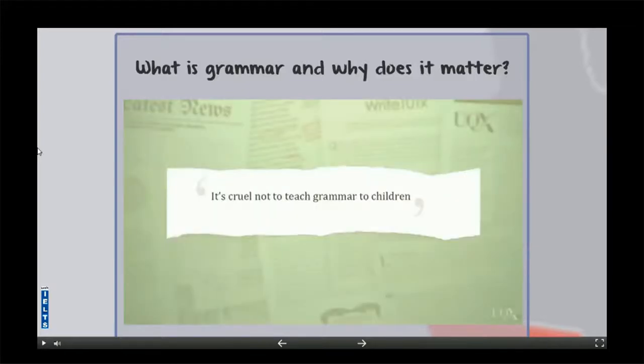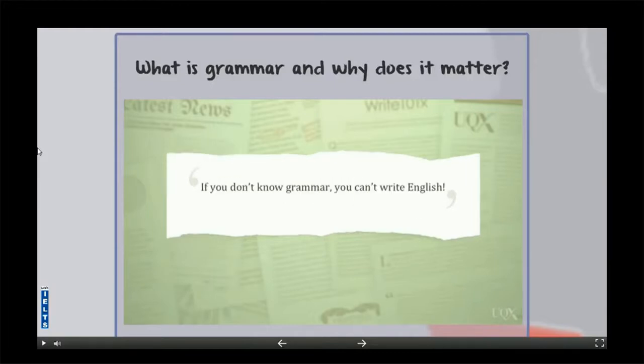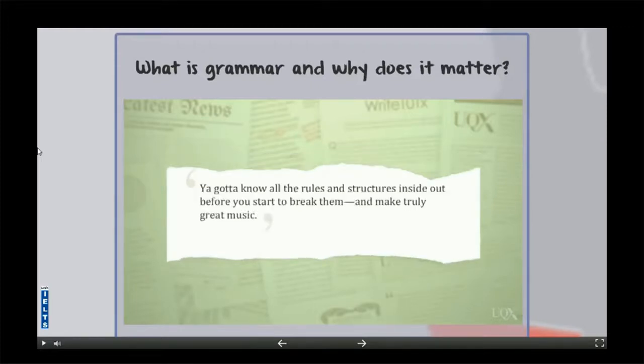The following experts have been very outspoken about the value of knowing grammar rules. The journalist Dot Wordsworth says, "It's cruel not to teach grammar to children." Harry Mount says, "If you don't know grammar, you can't write English." He goes on to say, "Know your grammar and you can produce every kind of fantastic verbal construction and, this is the crucial bit, be understood." The jazz musician Charles Mingus, talking about jazz, says, "You've got to know all the rules and structures inside out before you start to break them and make truly great music." You need to understand the rules of grammar so that you know when it's okay to break them.